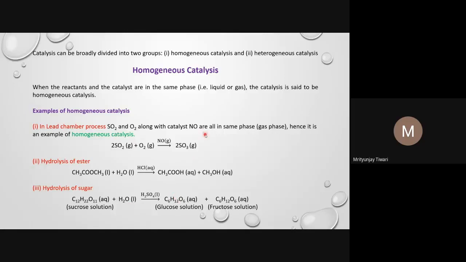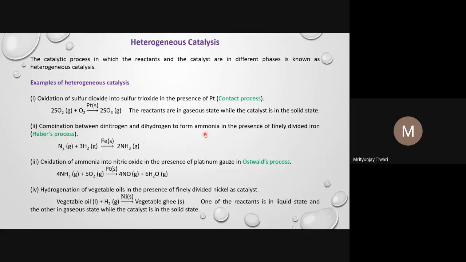So now the heterogeneous catalysis example. The heterogeneous catalysis is what? When the catalytic process in which the reactants and the catalyst are in different phases is known as heterogeneous catalysis.